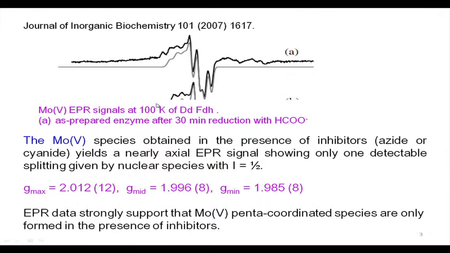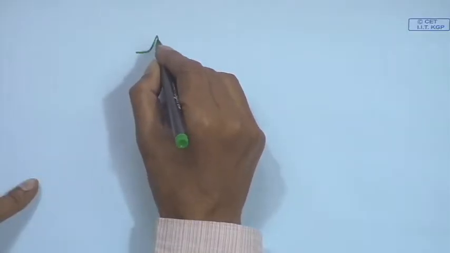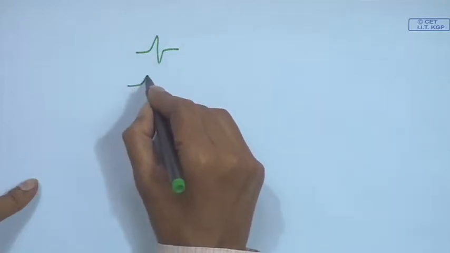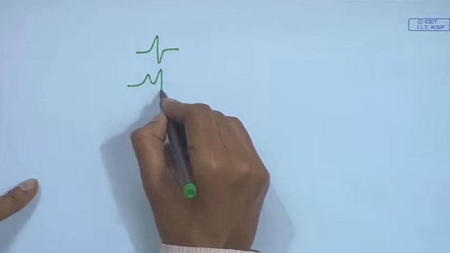So, we get the spectrum in the frozen condition, mostly at liquid nitrogen temperature, which is 77 K. So, in the frozen condition, this is the source for the formate dehydrogenase. This particular one is showing an EPR signal which is a little bit complicated in nature. So, instead of one signal, which is the axial one, this axial one can be split into 3.